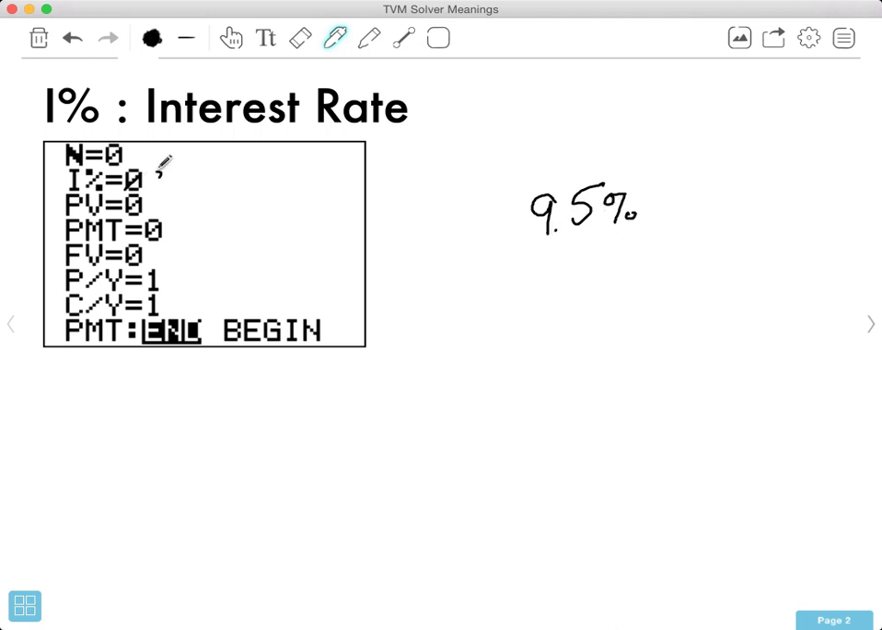You would just put in 9.5 into the interest rate. It's important to note the interest rate is normally an annual interest rate, but it doesn't have to be. It depends on the question.